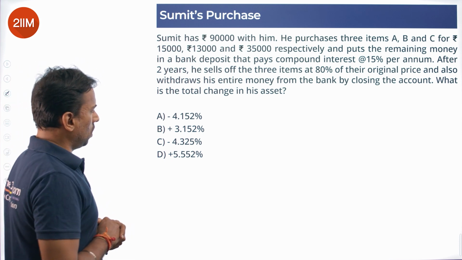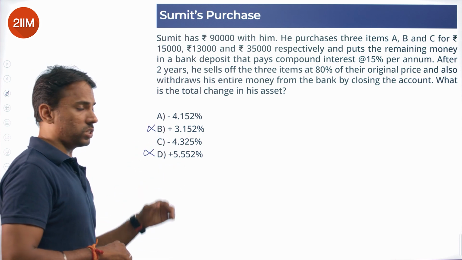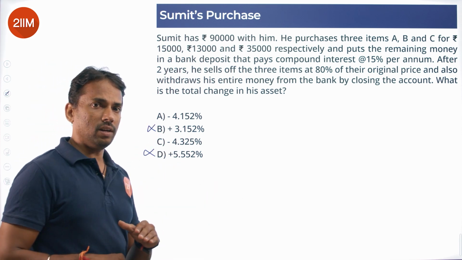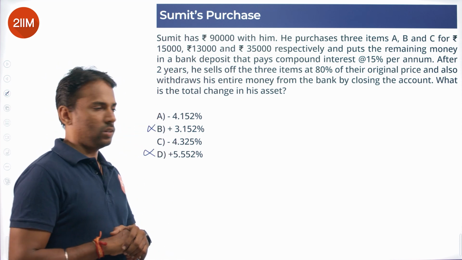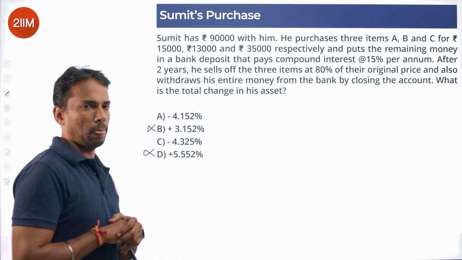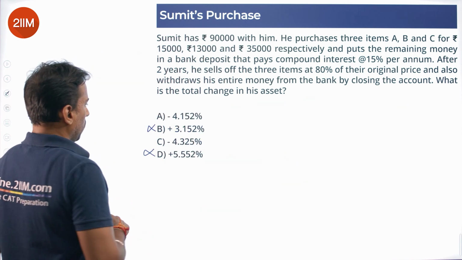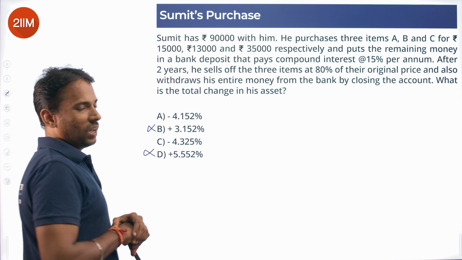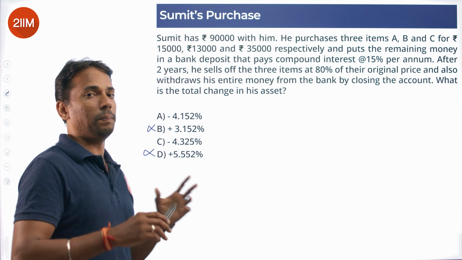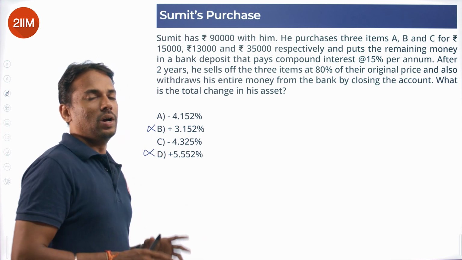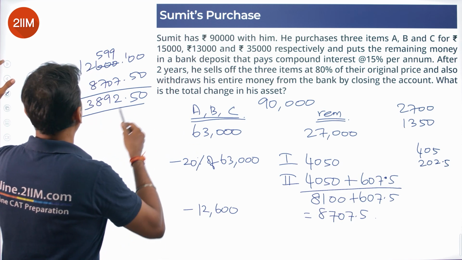Options B and D definitely can't be the right answers because they are giving positive growth, but he is having a degrowth, negative growth. He is going to lose. That means the answer has to be negative. So it's going to be one among these two only. But both of them are going to be much closer, so we are not in a situation to ballpark and get the answer. We are forced to get the answer by calculation. Fine, okay, yes. So 3892.50, we'll note it.